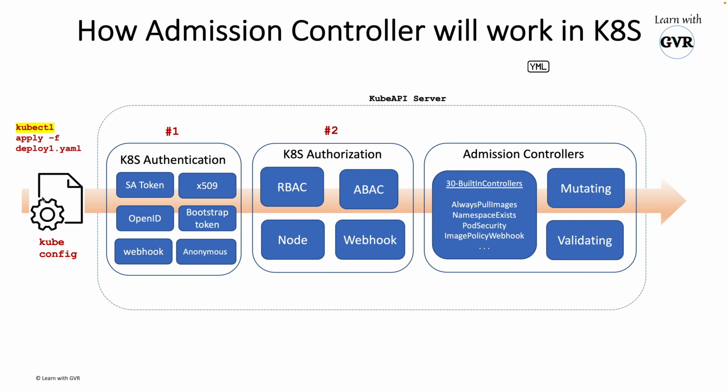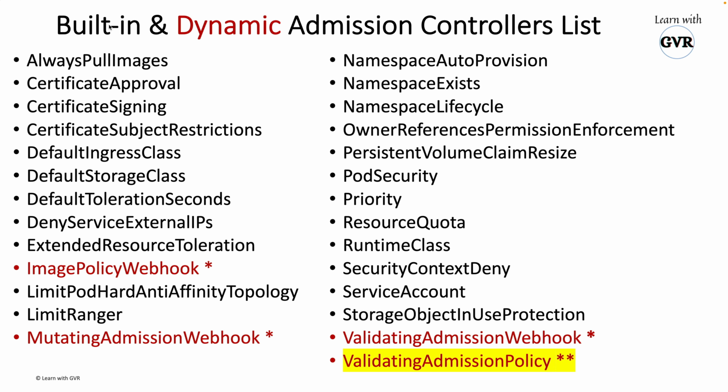Whatever request is made will be taken and read by these controllers, and they will apply the internal admission controllers. Then if it is all good, it will proceed further to store in etcd and so on. This is how typically an admission controller works in Kubernetes. Now, if you look at the built-in and dynamic admission controllers, there are many. Among them are image policy webhook, mutating admission webhook, and validating admission webhook. These are the webhooks we know already, and in the CKS these are all covered, right?